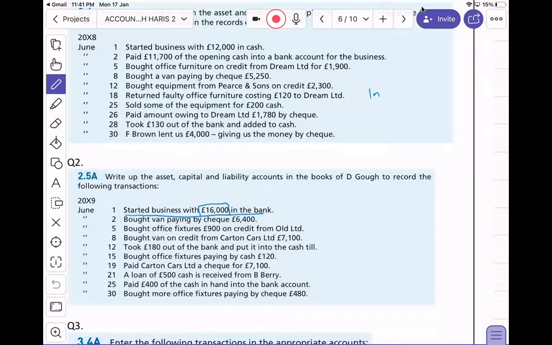Now if you look at the second transaction, bought van, paying by check 6,400. So the business got a van. The van is an asset for the business. So if asset increases, it gets debited, so van will get debited. Paying by check, so the business paid this amount by check. The business already had the money in their bank account, so they pay through their bank account. So the bank is also an asset for the business, but this particular asset would decrease, because they'll pay through bank. So bank would get credited because decrease in asset gets credited.